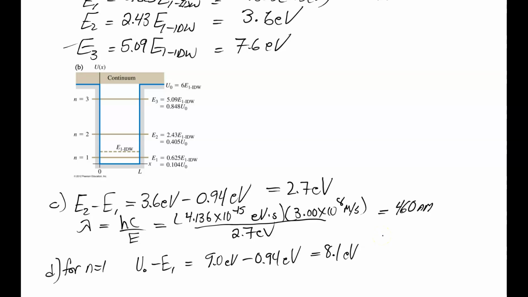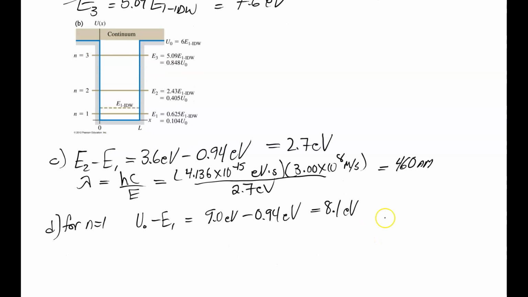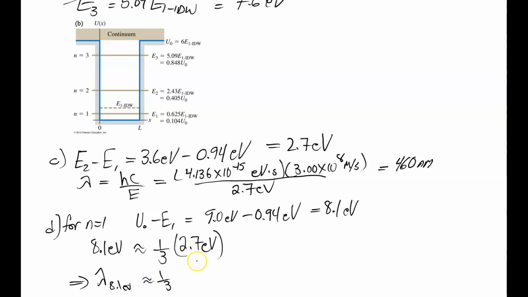Hence, the corresponding photon wavelength is 1/3 of the 460, or so 8.1 eV is approximately 3 times 2.7 eV. So that means that lambda for 8.1 eV is approximately 1/3 of 460 nanometers, which is approximately 150 nanometers, or in the ultraviolet range.